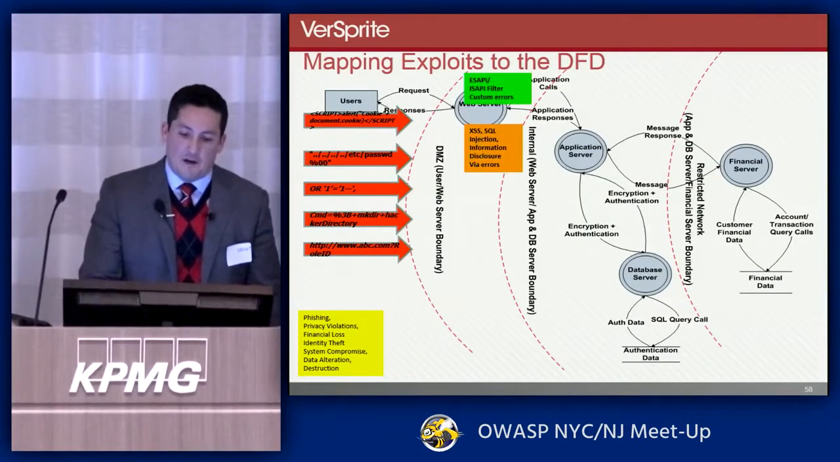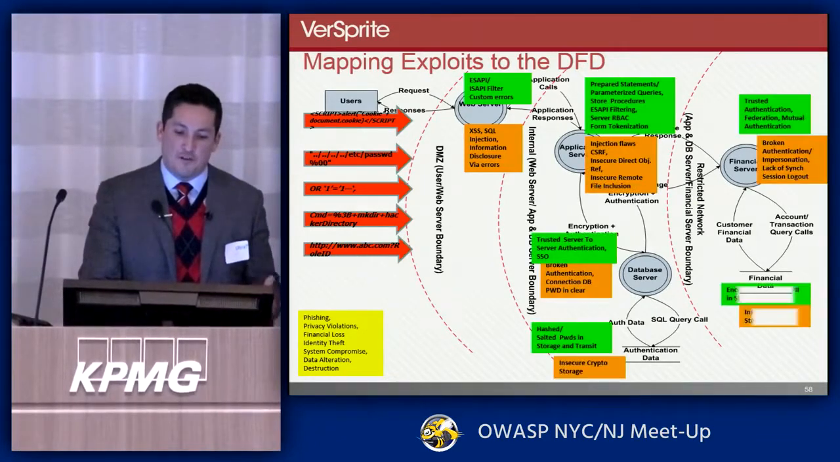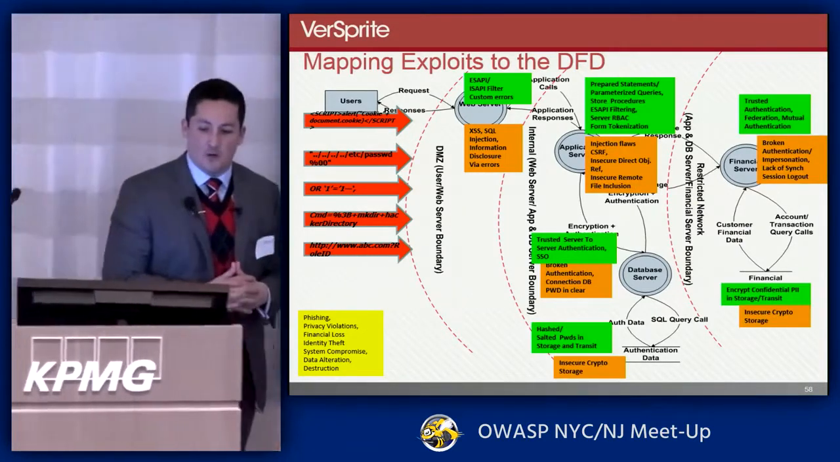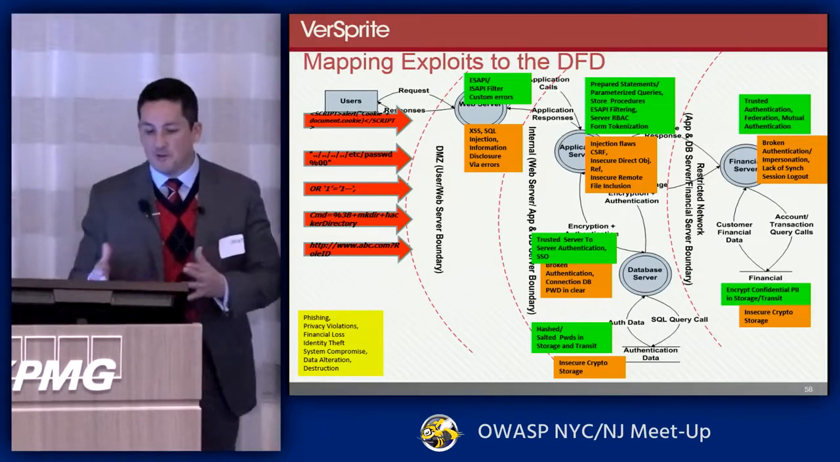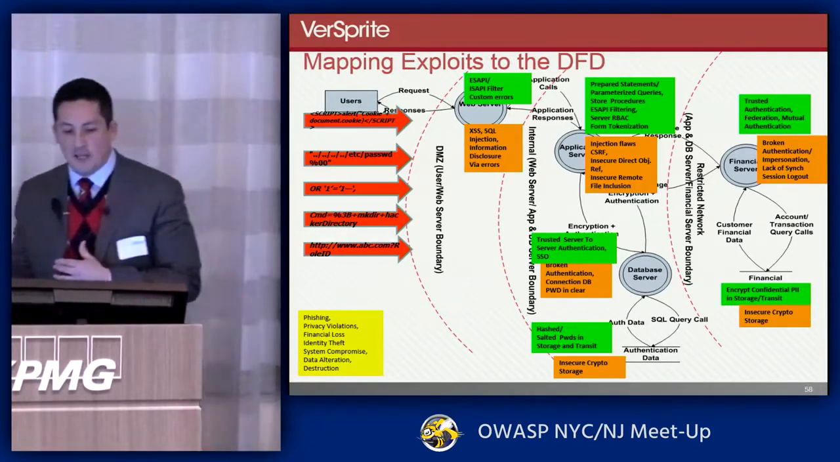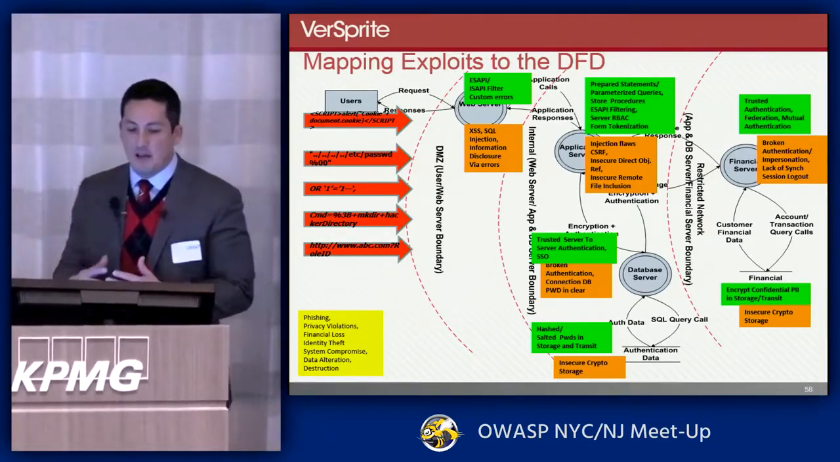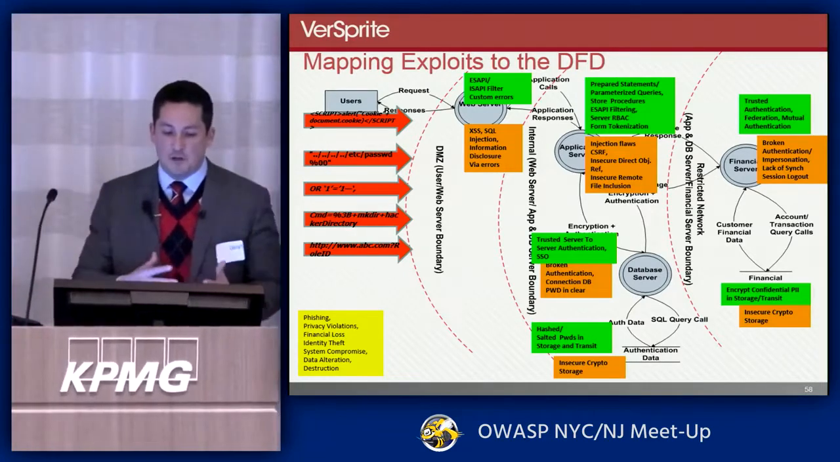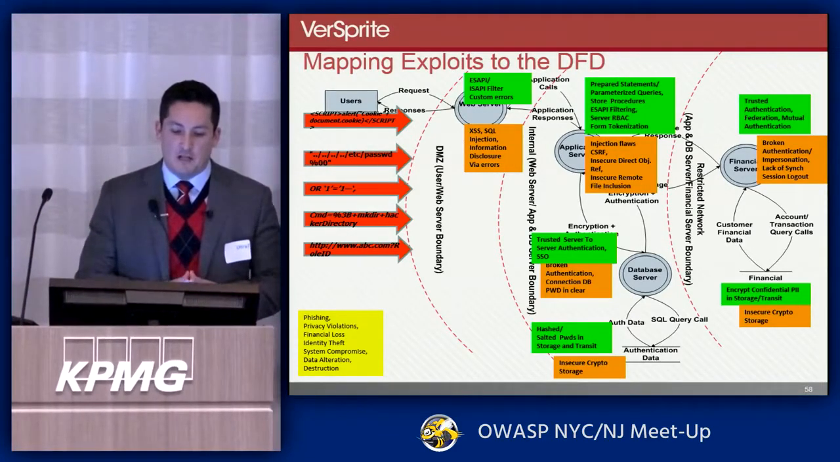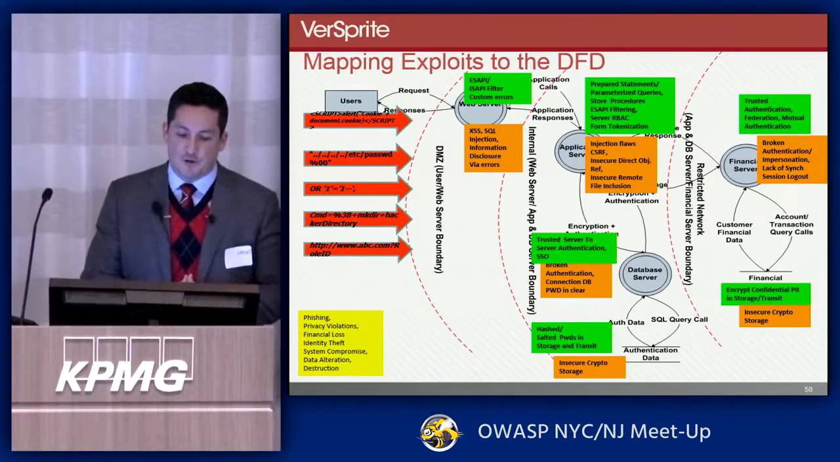I just want to go through this. This is a common data flow diagram where you have the trust boundaries between different calls, and those arrows coming in are the different types of attacks that you could try to address, like SQL injection, file directory traversal.